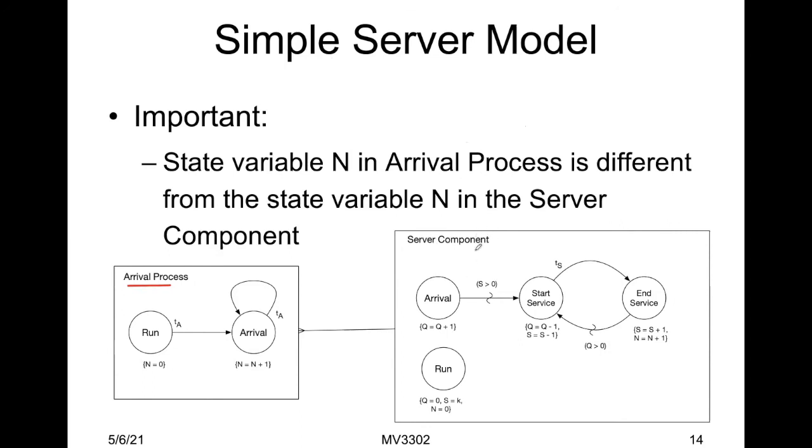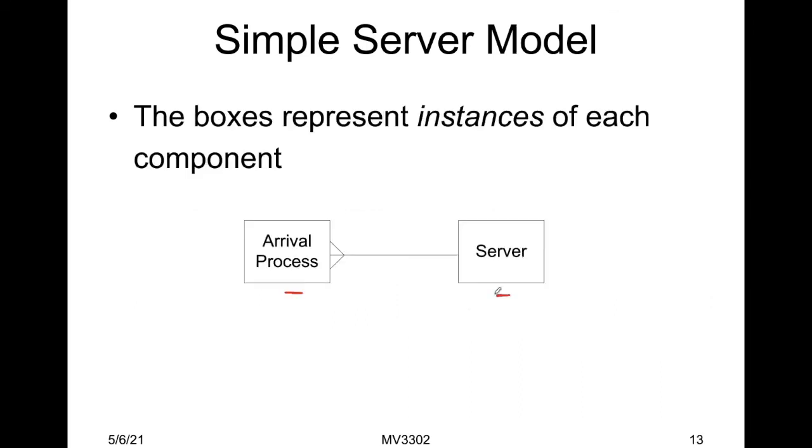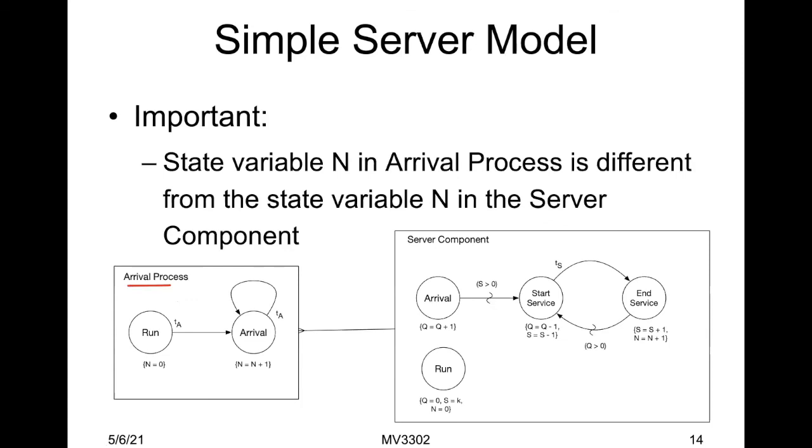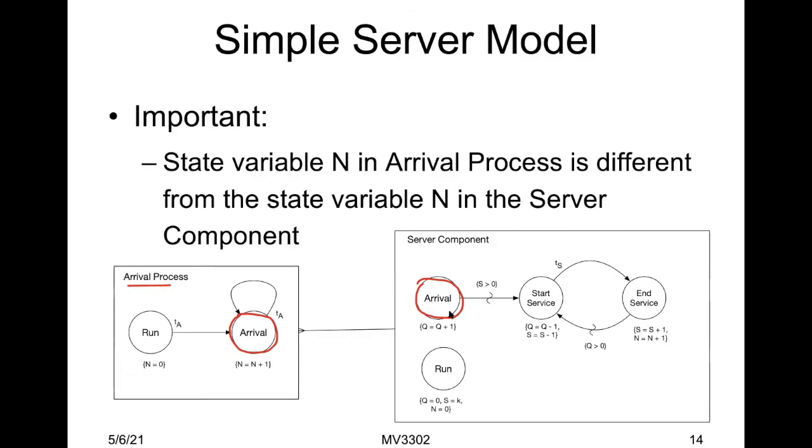Okay, so here's our server component. Again, this is just what we had before. Okay, just like that. Whenever these arrival events occur, they're going to get dispatched to the server component that is going to say, oh, I have an arrival event. And so it will execute that arrival event and then schedule the start service and then carry on from there.